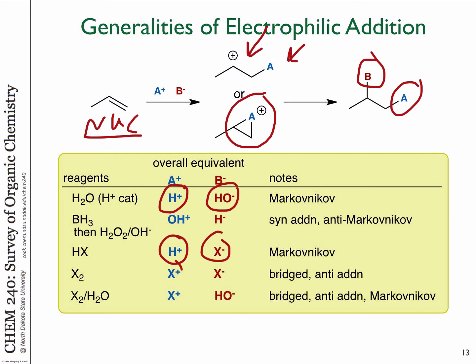You could add a Br and another Br with the point that stereochemistry matters. That's why I put anti-addition. Or as I showed you, we could extend that to things like Br plus and water, or OH minus, technically, as the minus group. Okay, so again, if you think about these generalities for electrophilic addition reactions, it can help you predict things that you haven't seen before.